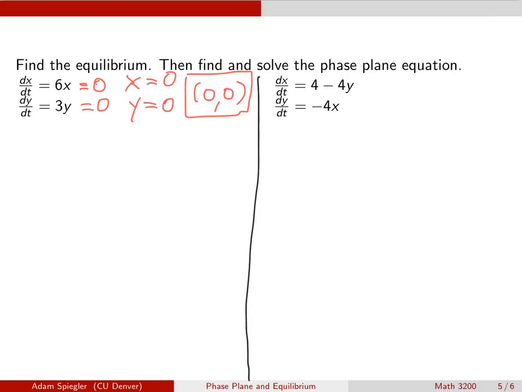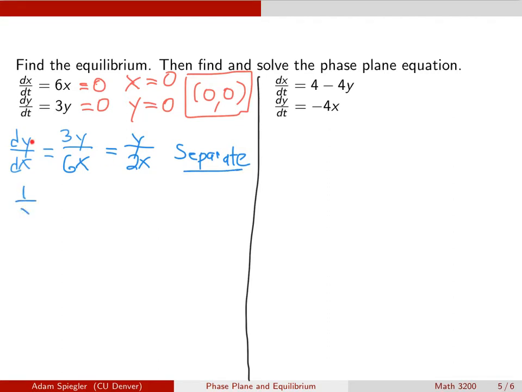Next, we can set up the phase plane equation by taking dy/dt on top, which is 3y, and dividing that by dx/dt on the bottom, which is 6x. So our phase plane equation is 3y over 6x, which we can reduce to y over 2x. Again, we have a separable differential equation, so we can separate it. If we bring the y to the other side, we get 1 over y dy, and we bring the dx to the other side, we get 1 over 2x dx.